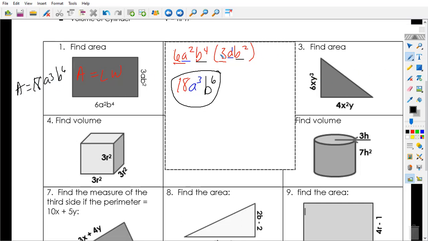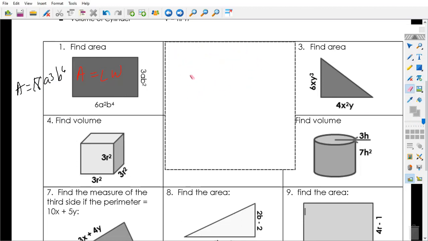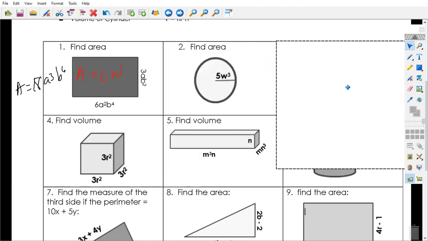All right, can I clear my box? Anyone still needs this before you erase it? Okay. All right. On to the next.